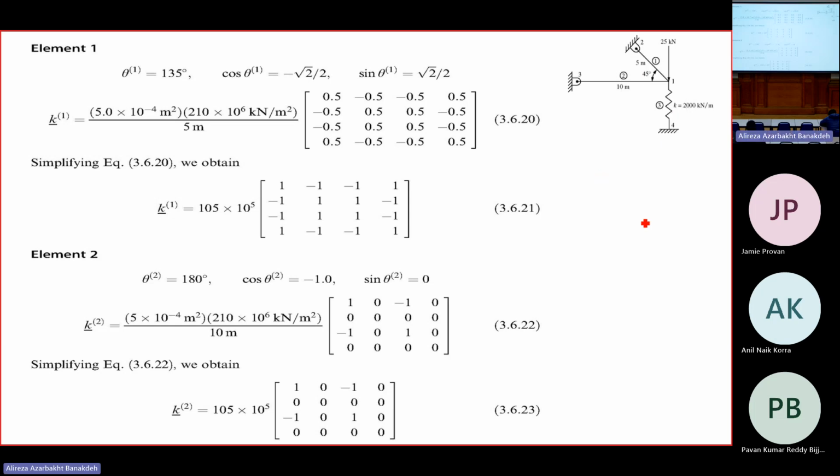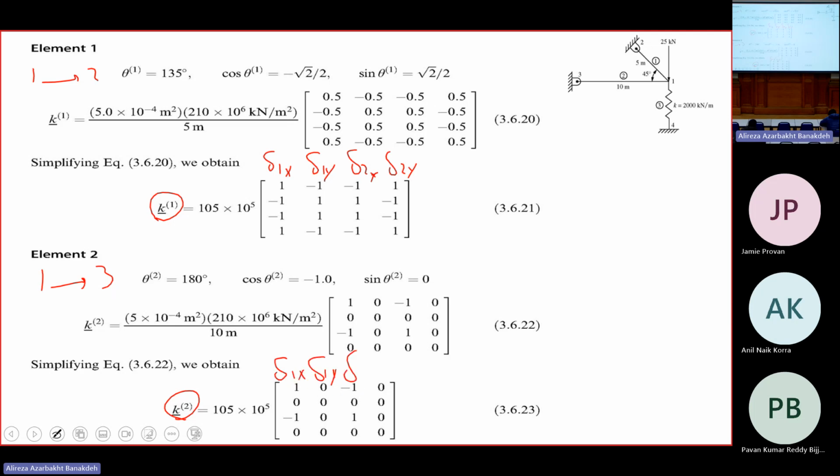And I know that for element number 1, which connects number 1 to number 2, this is delta 1x, delta 1y, delta 2x, delta 2y, right? Just as a hint for myself when I want to bring them to the big matrix. For element number 2, which connects number 1 to number 3, this is delta 1x, delta 1y, delta 3x, delta 3y.